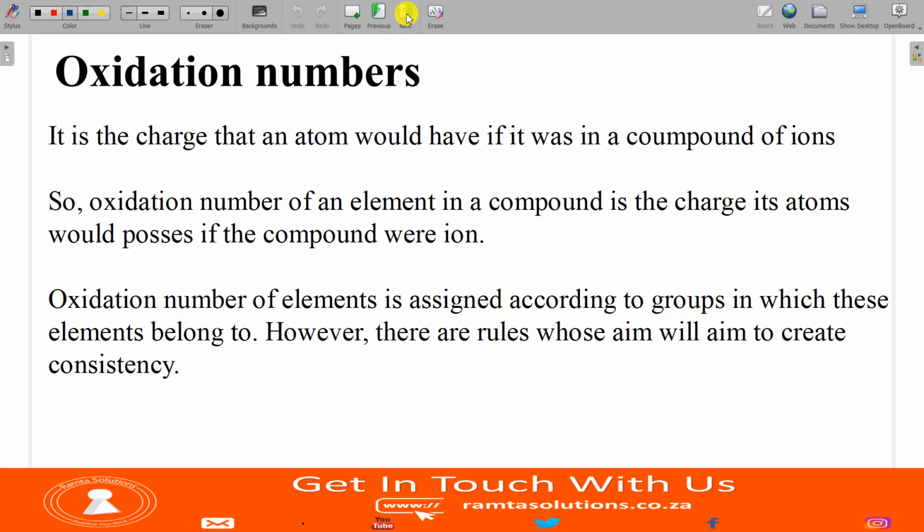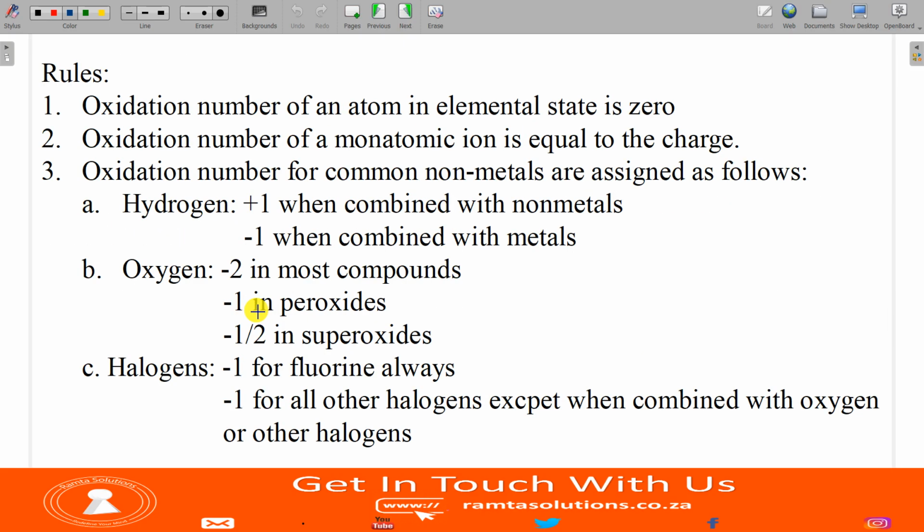However, there are rules which will assist us in assigning oxidation numbers to create consistency and stability of a molecule or a compound. Let's see what these rules are. You don't have to cram these rules, but with practice, you will get them. We are not shifting much from assigning them the same way we assign charges according to groups, but there are some rules that you must take into consideration. So let's look at the rules.